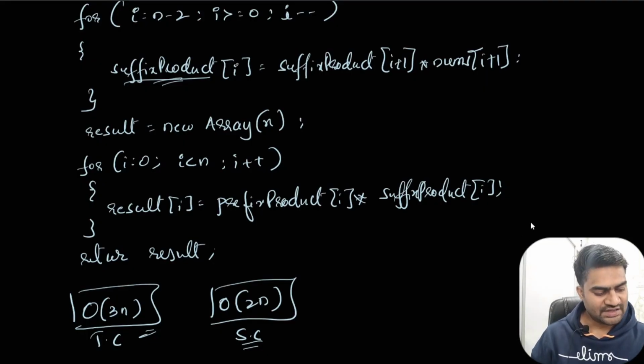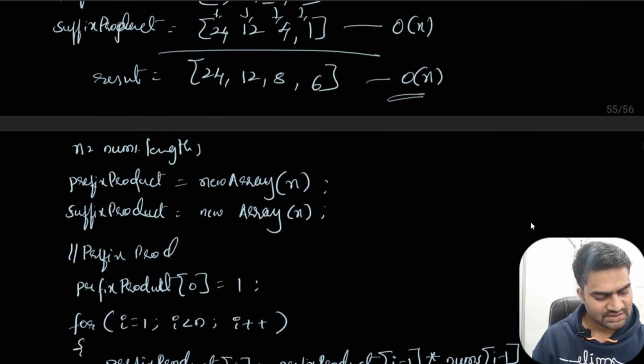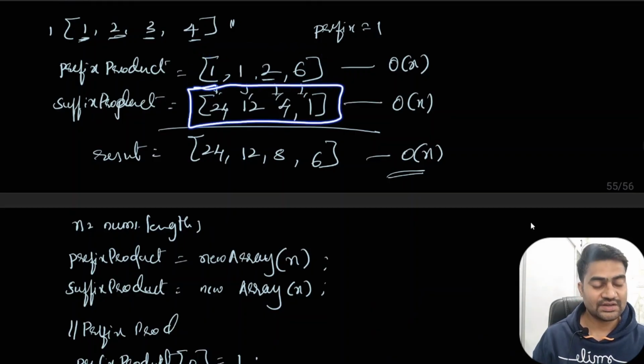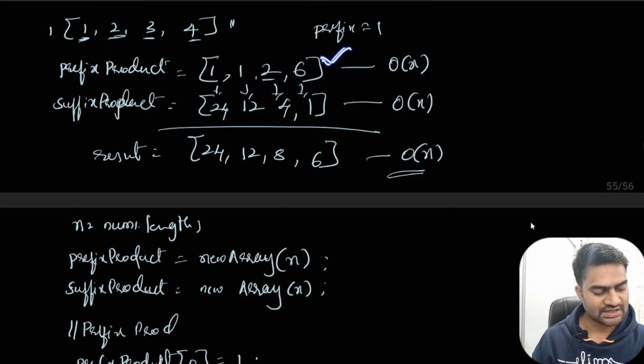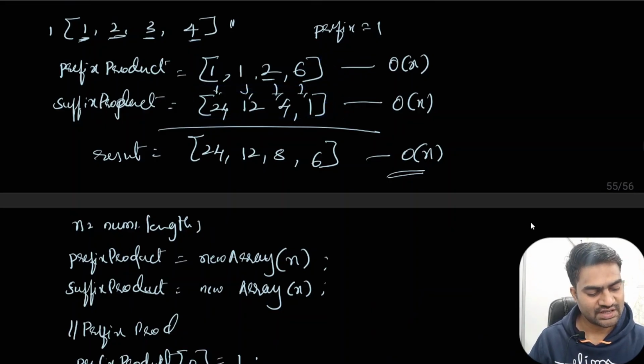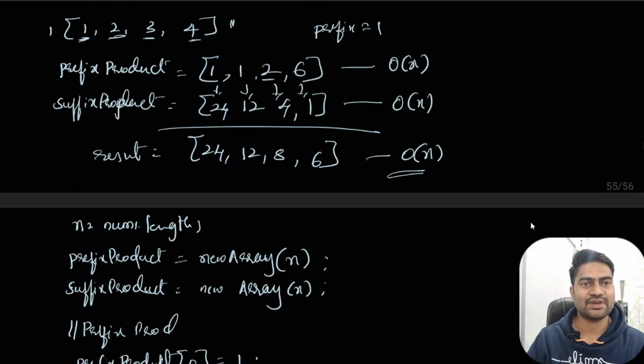Now what we did, we found this prefix product array, and this is our suffix product array. Then we multiplied both of the values at each index and then we found our result array. So here this is happening in O of 3n time complexity, correct, right?